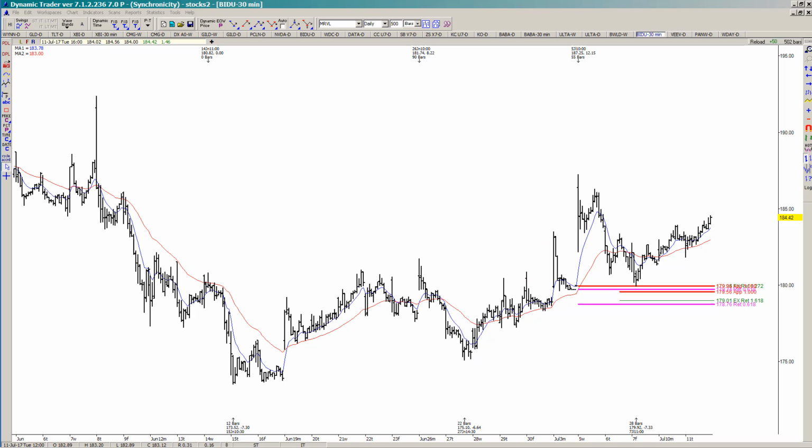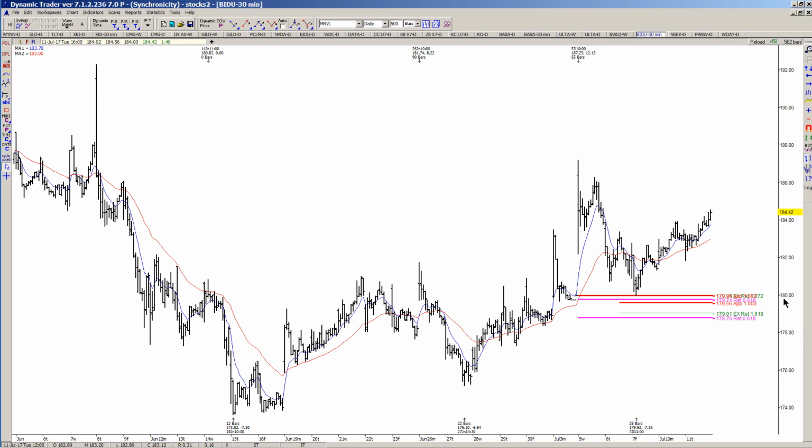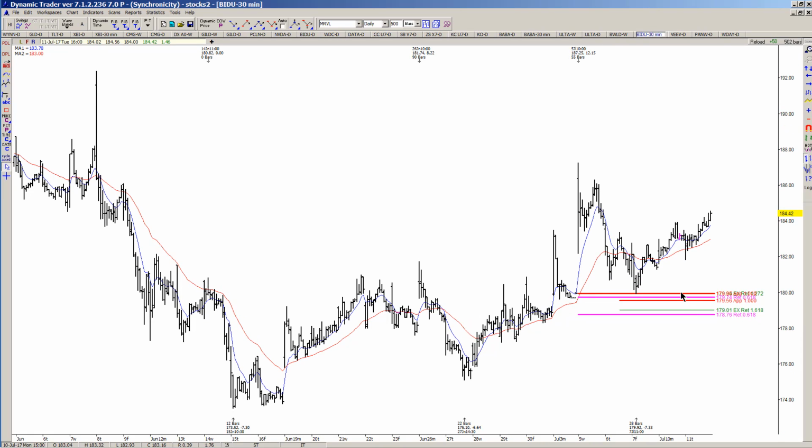It also overlapped a 100% projection of this first swing down, projected from here. And then it also overlapped a 1272 extension of this low to this high, extended downwards. Okay, so that zone came in at, I believe it was, 179.56 to 179.94 area.